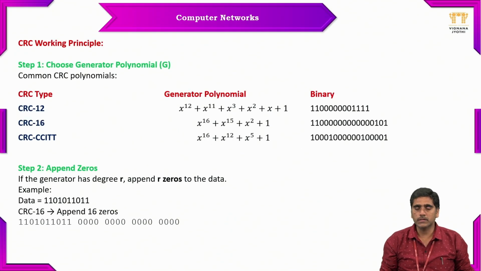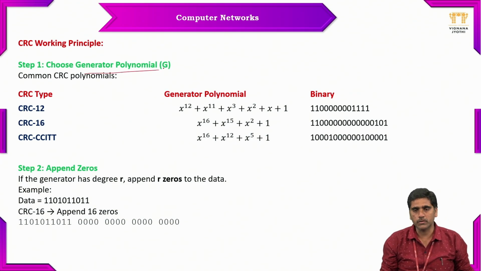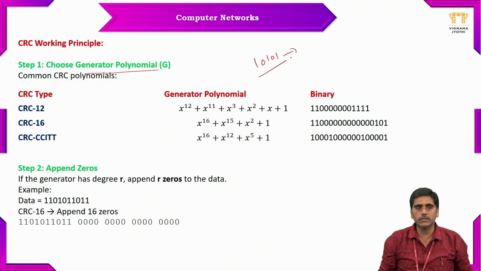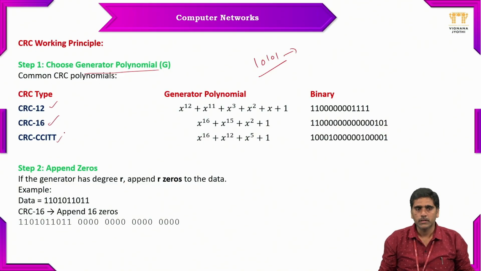Now the CRC working principle. How does it work? Step 1 is to choose the correct generator polynomial. If you have data bits like 10101, then for this computation we need to choose the correct generator polynomial, either CRC 12, CRC 16, or CRC CCITT. The CRC 12 computation process we already discussed in the previous session. Now we are going to discuss CRC 16.